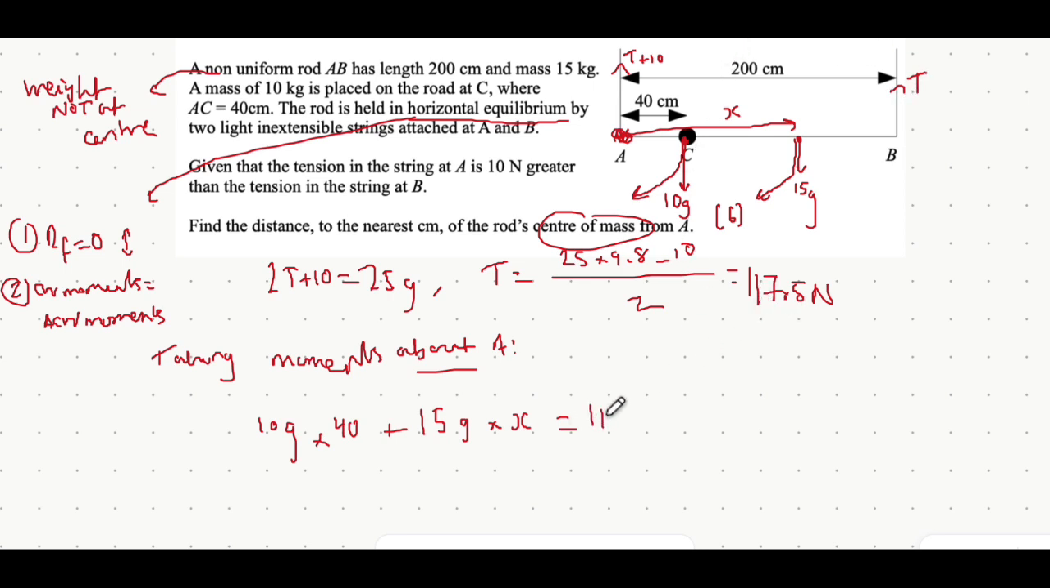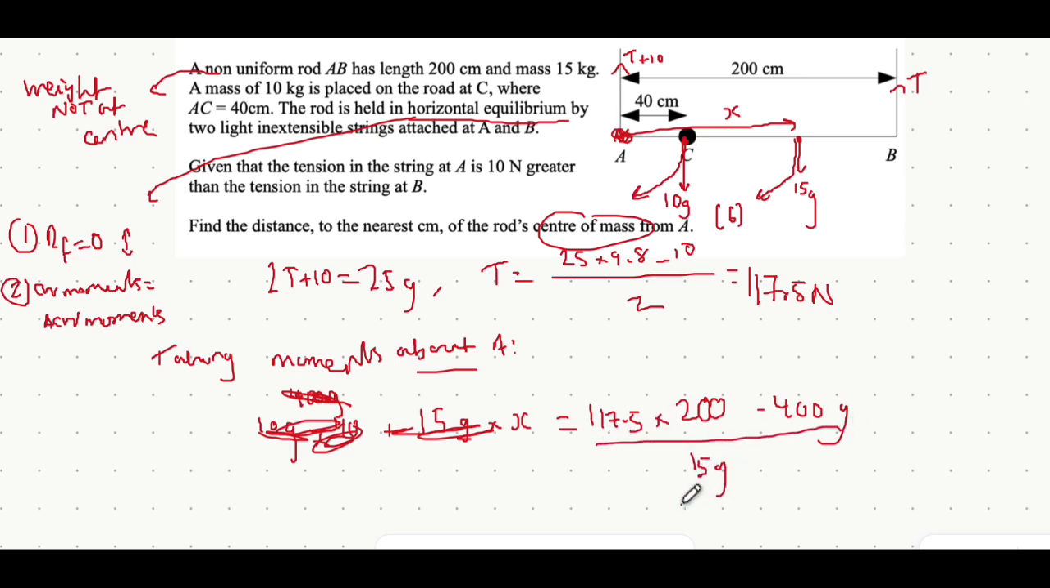Thankfully, we found T is already 117.5, so we can input that in now, and we can multiply that by 200. From here, we actually just need to rearrange for x, and that will give you the distance of where the weight of the rod acts. So 10G times 40 is just 400G. So we can start by taking away 400G from both sides. On top of that, to get x alone, we can then divide both sides by 15G. So I'm cheating a little bit, but it's just because I don't want to go down and you won't be able to see the rest of the question.